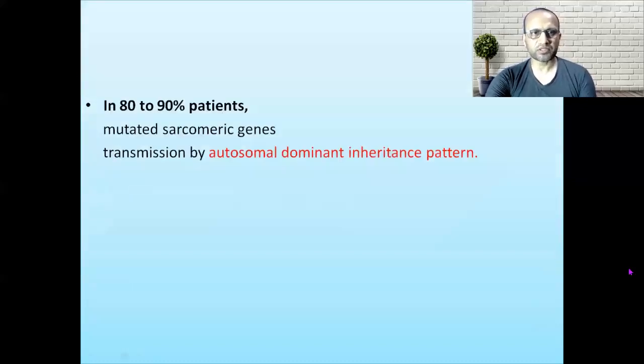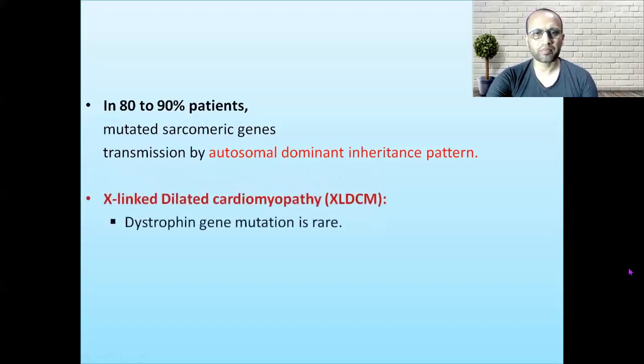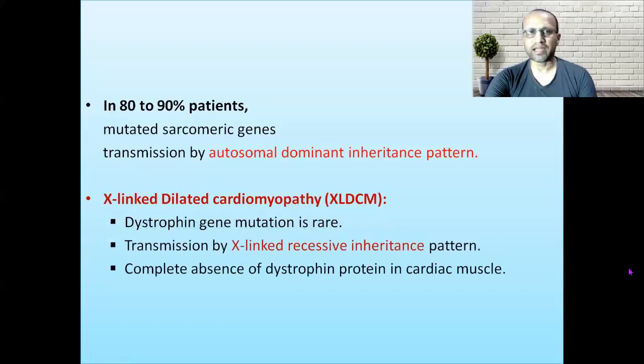In 80 to 90% of patients, mutated sarcomeric genes are transmitted by autosomal dominant inheritance pattern. X-linked recessive dilated cardiomyopathy can occur, but it's rare. When there is mutation of gene which encodes for dystrophin protein, then such disease can occur. The inheritance pattern is X-linked recessive. There is complete absence of dystrophin protein in cardiac muscle in this type of dilated cardiomyopathy.